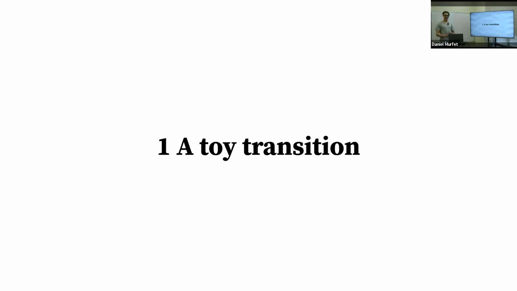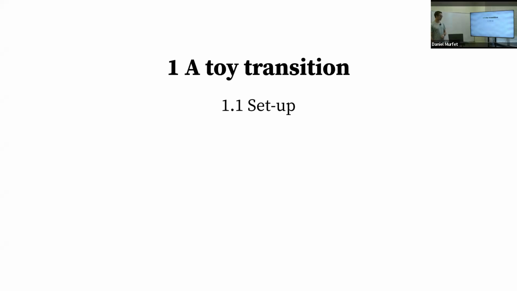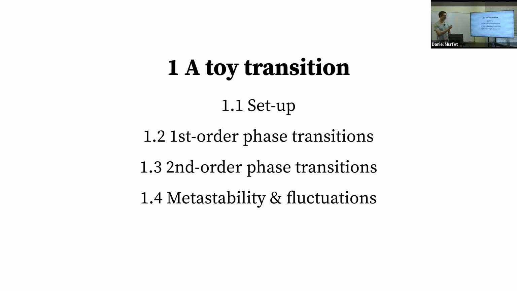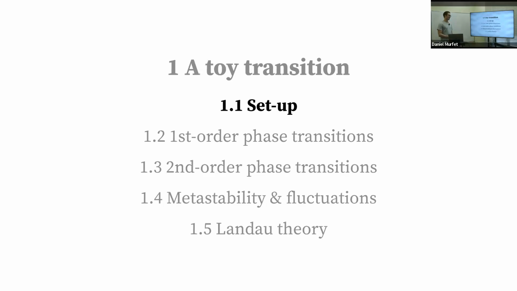Okay, to get to that point, let's start simple. A little toy example. I'm going to take you through the setup. We'll look at the first order phase transitions in this model, and second order phase transitions. We'll talk about metastability and fluctuations. And then finally, we'll close with a little bit of math and some Landau theory calculations for what's going on here. Let's get right into it.